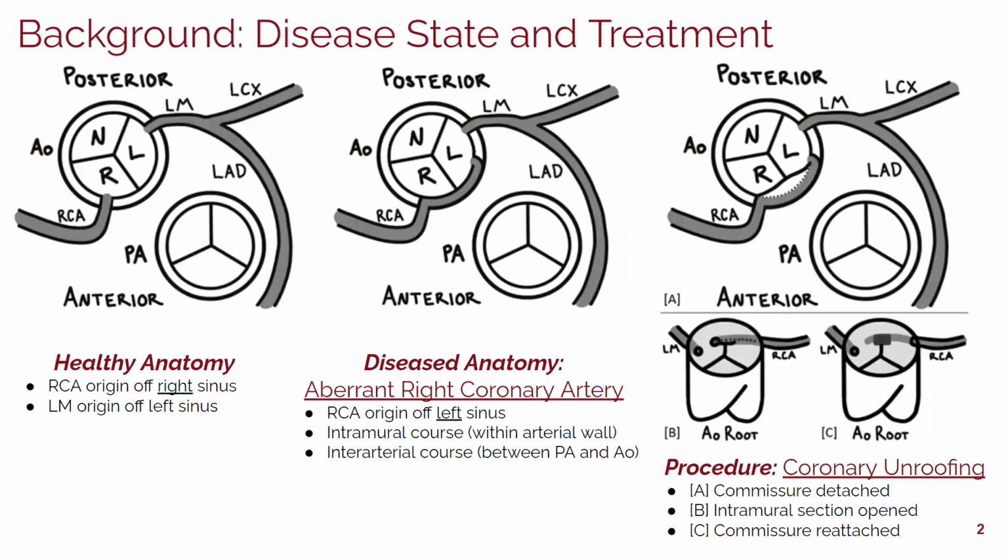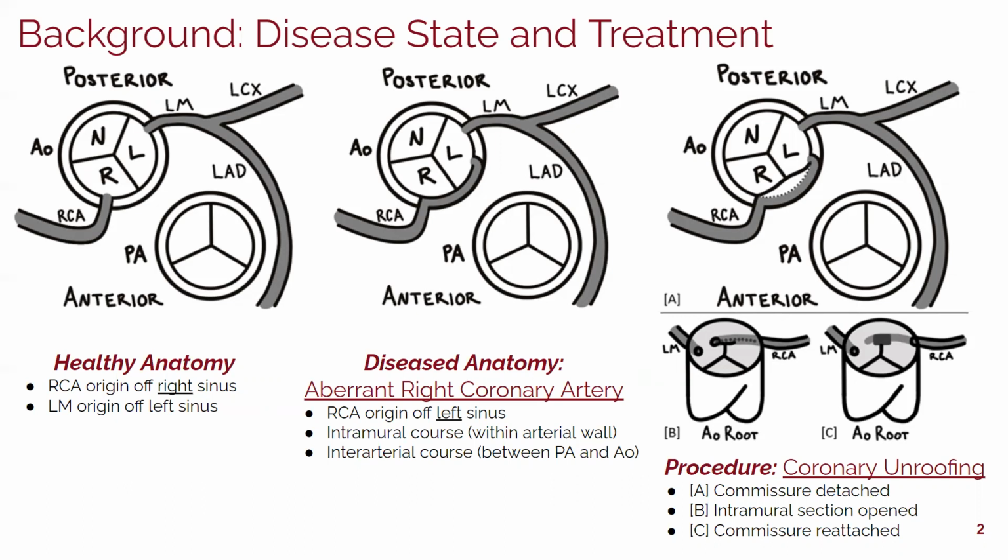To start off with some background, in healthy human anatomy, the coronary arteries branch off of the right and left coronary sinuses, or right and left cusp of the aortic valve. The right coronary artery originates from the right sinus, and the left coronary artery, or left main, as shown, originates from the left sinus. In the diseased anatomy, or aberrant coronary artery anatomy in general, this can refer to any abnormal origin and/or course of either of the coronary arteries.